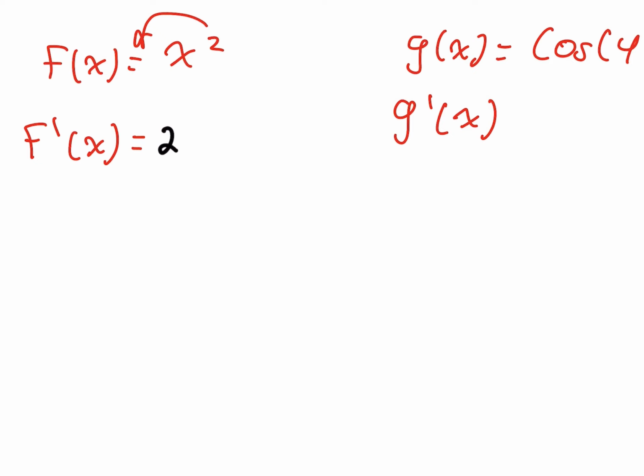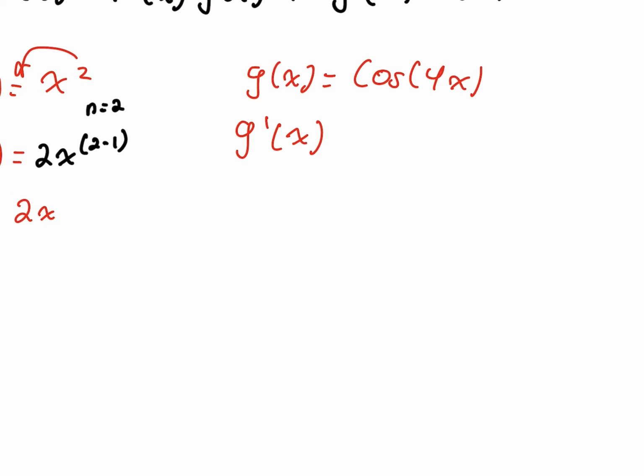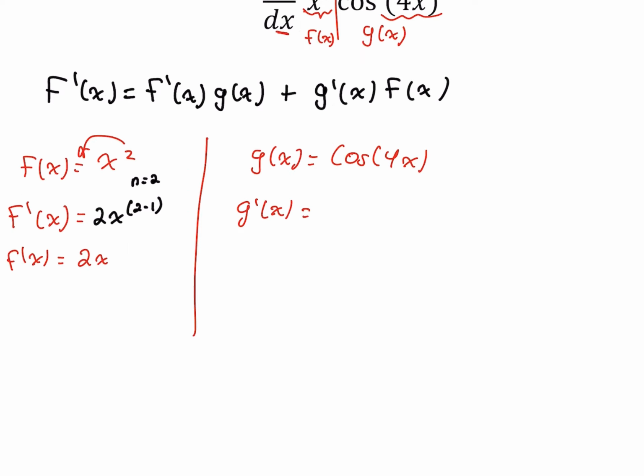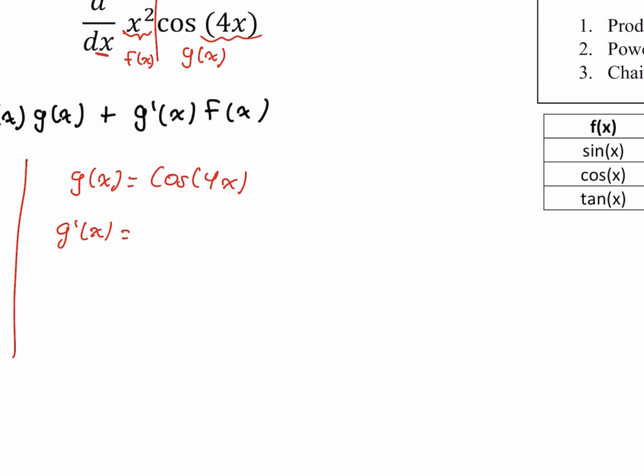Let's bring the 2 in front because here n equals 2. So we have 2x to the 2 minus 1, and that means that f prime of x is just going to equal 2x. So over here on the right side, we're going to have to derive g of x. And g of x is a bit more complicated than f of x because we have what's called a chain rule. And a chain rule, especially for trigonometric functions, is when you have a trigonometric function with a deriving term on the inside.